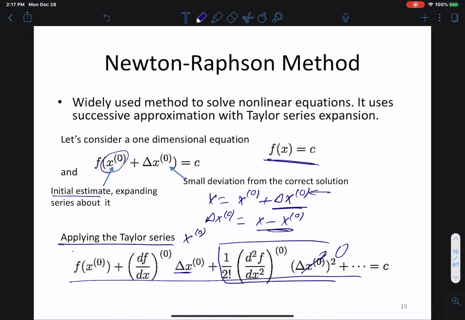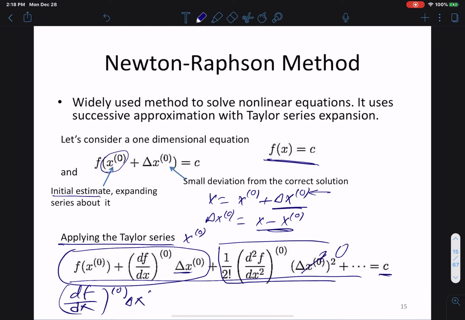So this becomes a linear function, also these terms over here, right? So I can find over here df/dx at x0 times delta x0 equal to c over here minus f(x0), right? And this term over here is called delta c0. This is the difference between your c minus the function value at the initial estimate. If this is 0, that means you reached the solution, right?